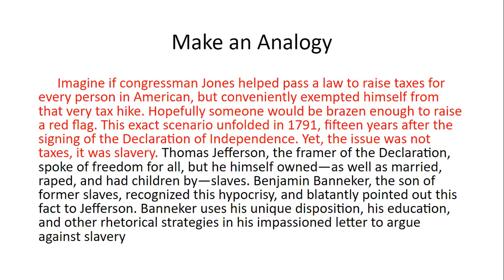Last one, make an analogy. Imagine if Congressman Jones helps pass a law to raise taxes for every person in America, but conveniently exempts himself from that very tax hike. Hopefully, someone will be brazen enough to raise a red flag. This exact situation or scenario unfolded in 1791, 15 years after the signing of the Declaration of Independence. Yet the issue was not taxes, it was slavery. Thomas Jefferson, the framer of the Declaration, yada, yada, yada.